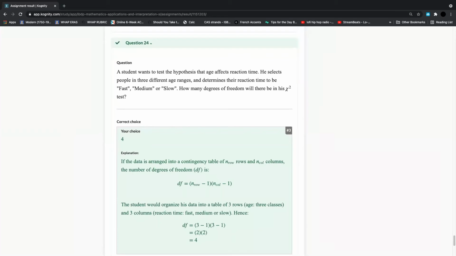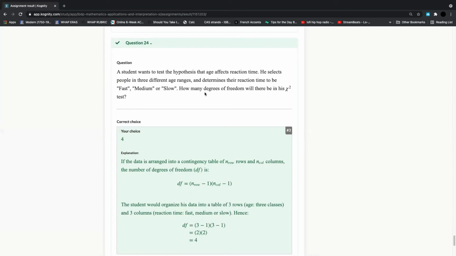Here we go. This one's also a really simple question. A student wants to test the hypothesis that age affects reaction time. We see right here there are two variables in question, age and reaction time. Because of this, we know that we're working with a chi-square test of independence. Keep in mind that the formula for degrees of freedom for a chi-square test of independence is different from the one for the goodness of fit test. I will go over those two formulas in a bit.